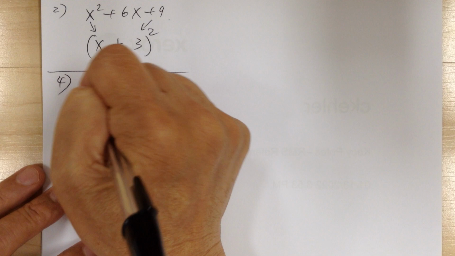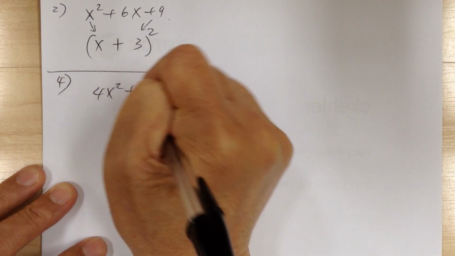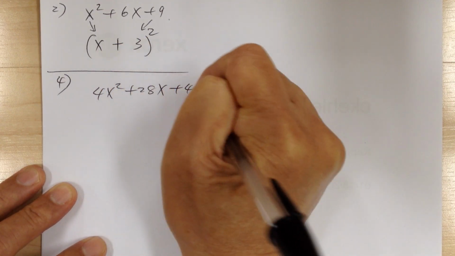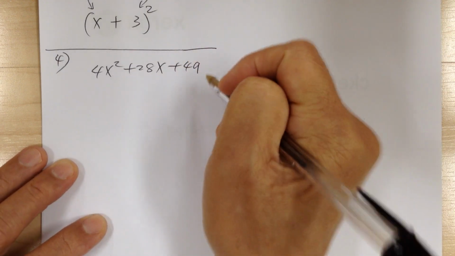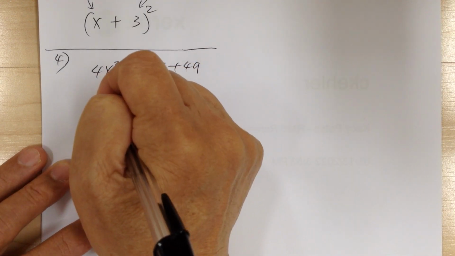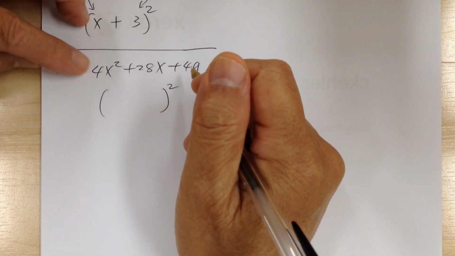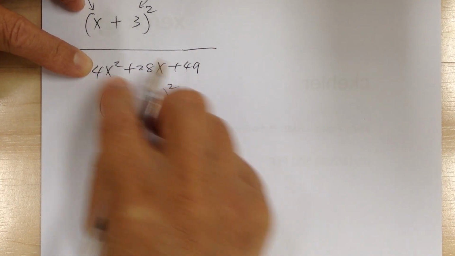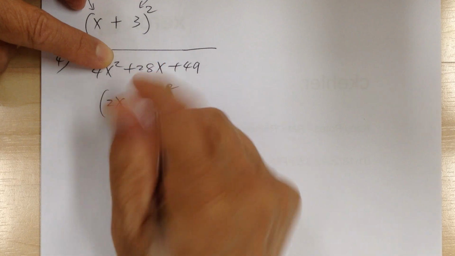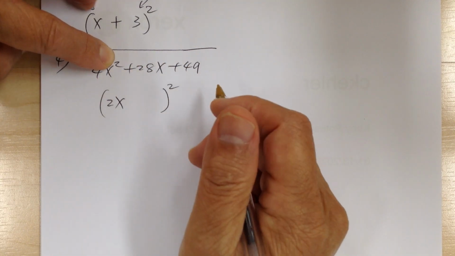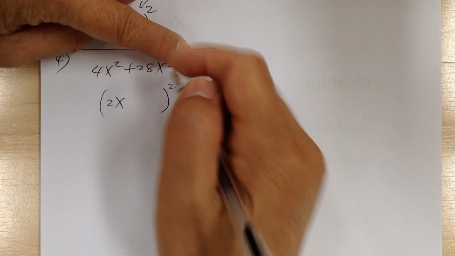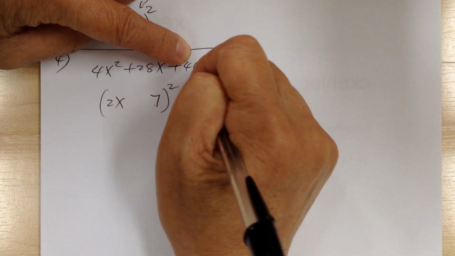Okay, number 4, you got 4x squared plus 28x plus 49. Okay, so you can go to step 1, cannot, so you go to step 2. So you got to get your perfect square. To get this, you need to get 2, right? 2 squared gives you 4, and you need to get x. X squared gives you x squared, right? And then to get 49, you need to get 7.